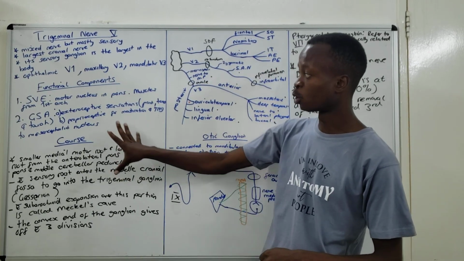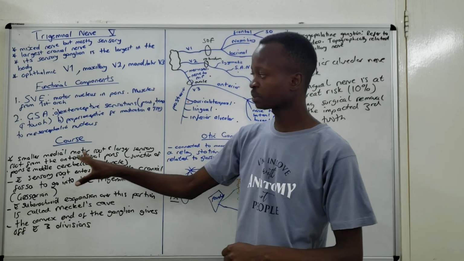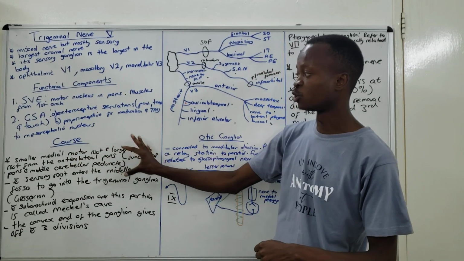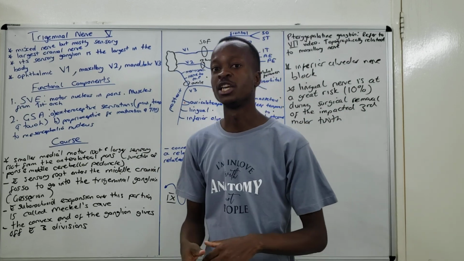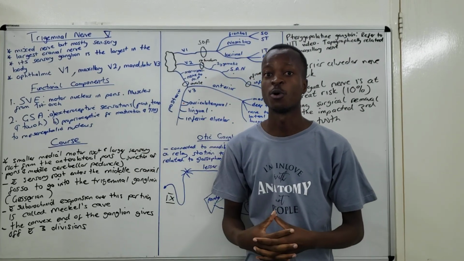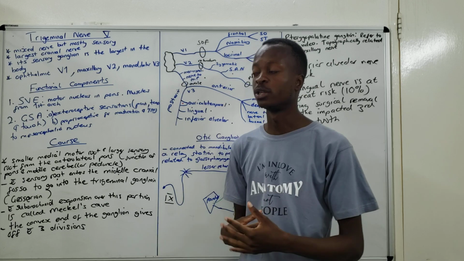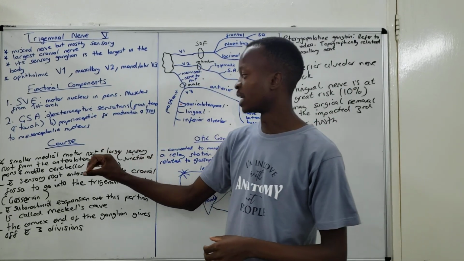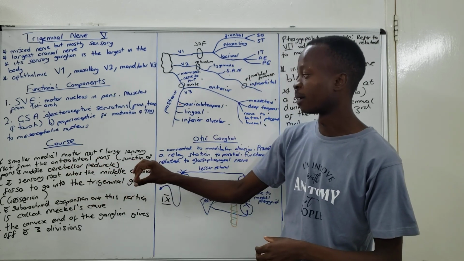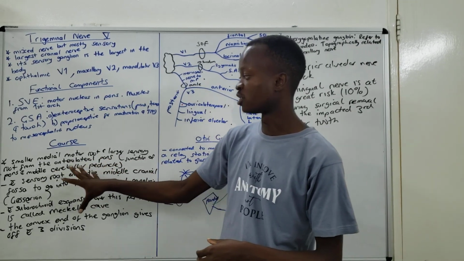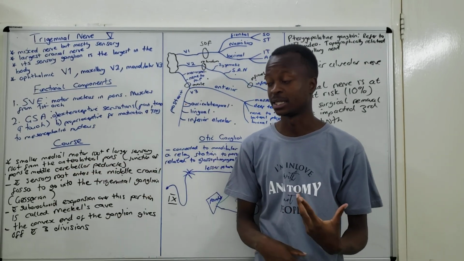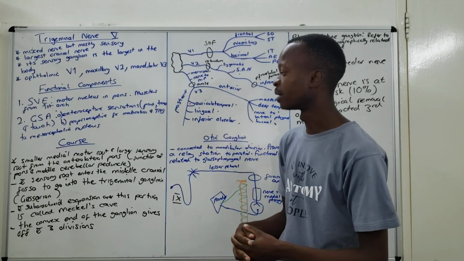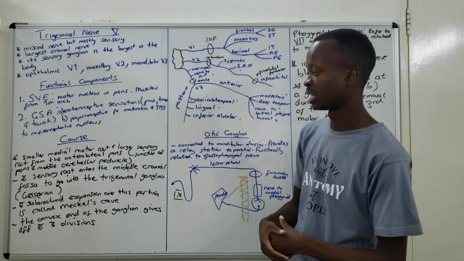Right. So for the course of your trigeminal nerve, remember we said it is a smaller medial motor root and a larger sensory root that actually emerge from the anterolateral aspect of your pons at the junction between the pons and the middle cerebellar peduncle. Right. And the sensory root, when it actually enters the middle cranial fossa, it goes into a trigeminal ganglion, also known as the Gasserian ganglion. And the subarachnoid expansion over that ganglion is what we call the Meckel's cave.